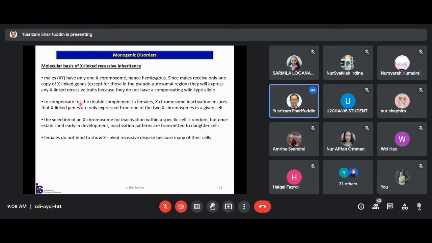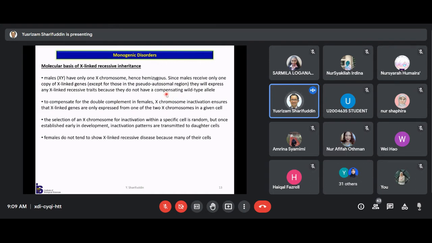So the molecular basis of X-linked recessive inheritance. Males, XY, have only one X chromosome, so they are hemizygous. Since males receive only one copy of X-linked genes, except for those in the pseudoautosomal region, what is the pseudoautosomal region? It's present in both chromosomes. It mimics the autosomal chromosomes in the sex chromosomes. So they are at the end of the sex chromosome, right? Yes. Correct. So males express any X-linked recessive trait because they do not have a compensating wild type allele.